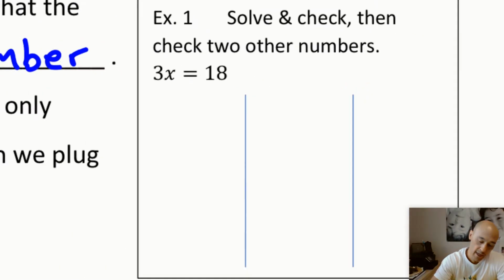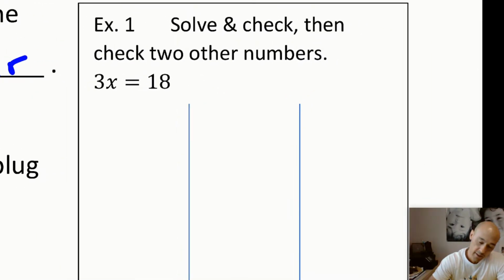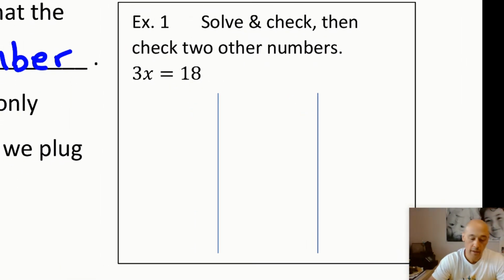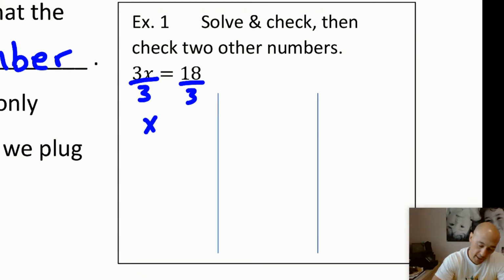Now we will look at example 1. It says to solve and check, then check two other numbers. All right, so to solve here, we have a 3 times x. The inverse operation of multiplication is division. So we divide by 3, and we get x is equal to 6.